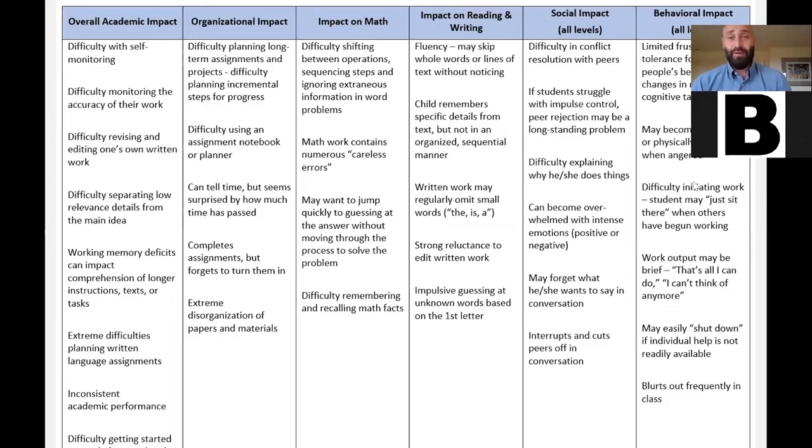And so for students with executive functioning challenges, oftentimes writing is impacted. But all academic areas can be impacted. Obviously reading and math too, right? You look at the impact on math, right? Shifting between operations, their careless errors. In reading fluency, they may skip things. They may have trouble with comprehension. And then obviously there's going to be social impact, and there's going to be behavioral impact, and there's going to be organizational impact.